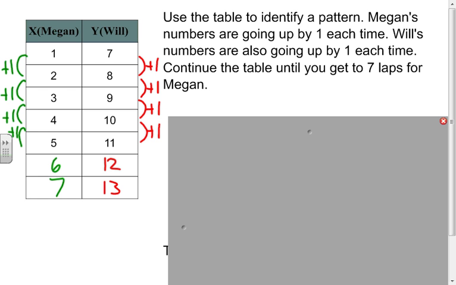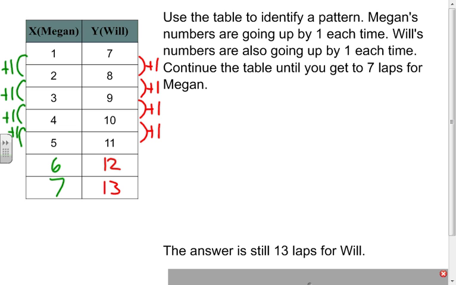So we use the table to identify a pattern. Megan's numbers are going up by 1. Will's numbers are going up by 1. We continue the table until we got to an answer of 7 for Megan. When we had 7 for Megan, the answer is still 13, just like it was when we used the equation on the last slide. You can also use the graph to predict a result.